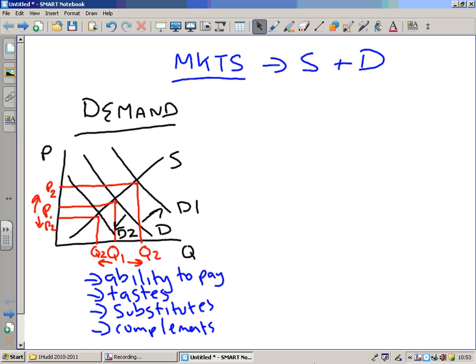Ability to pay. If your income was to increase, then you might be more willing and able to buy certain products. So me, for example, if I was to receive a pay rise, my demand for foreign holidays would shift from D to D1. I'm willing and able to buy more of that particular product simply because I can afford it. That's what we call a normal good. As people earn more money, ability to pay increases, they buy more of the product.